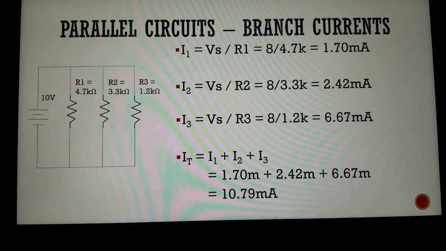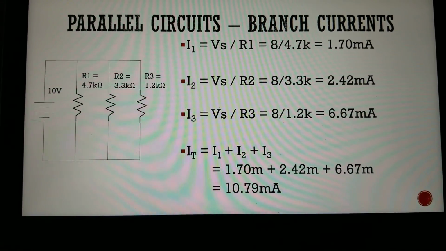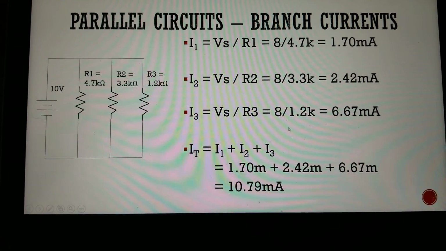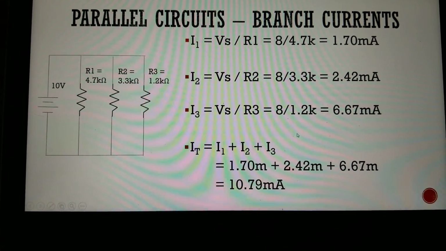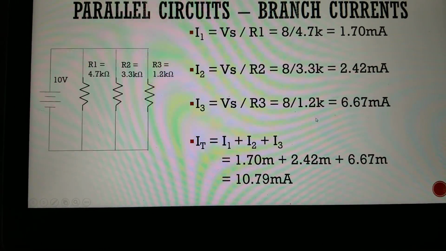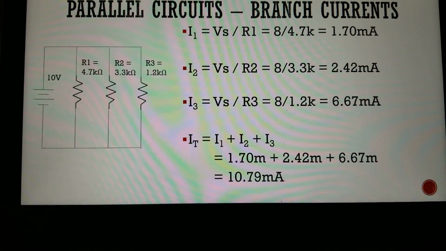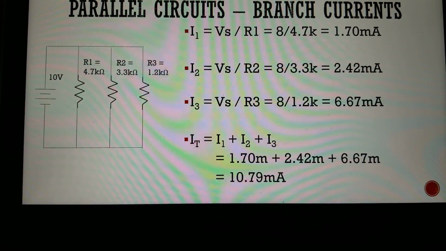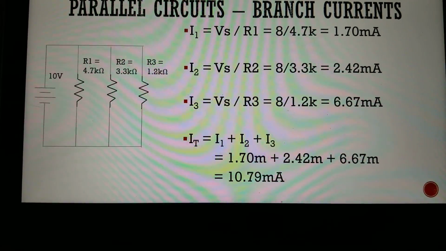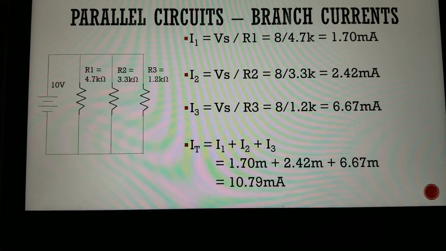So to determine our branch currents, we use V over R for each branch. I did not correct the label over here. It is 8 volts, not 10 volts. We are using 4.7K, 3.3K, and 1.2K. My individual branch currents add up to a total current of 10.79 milliamps.